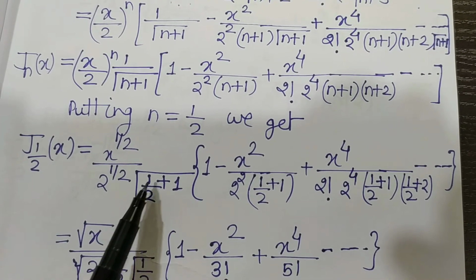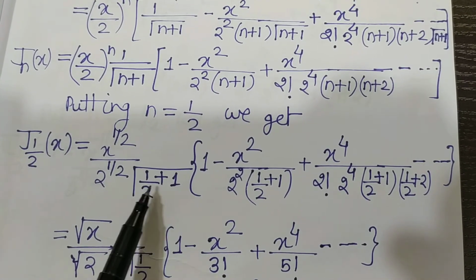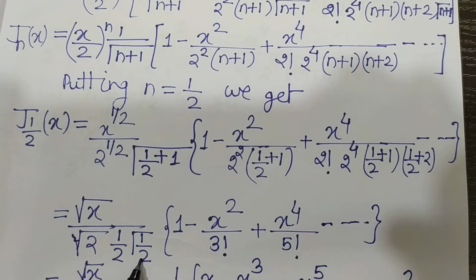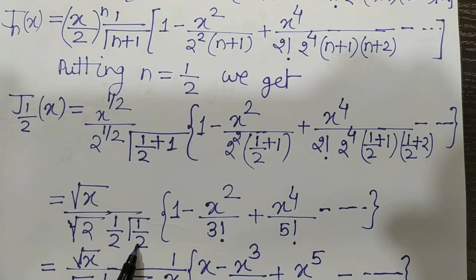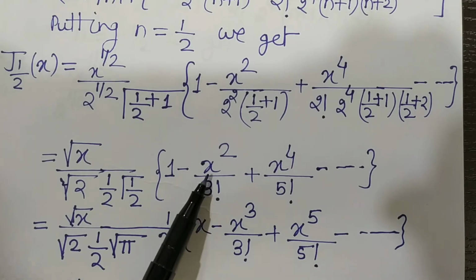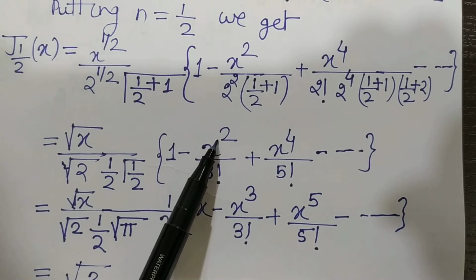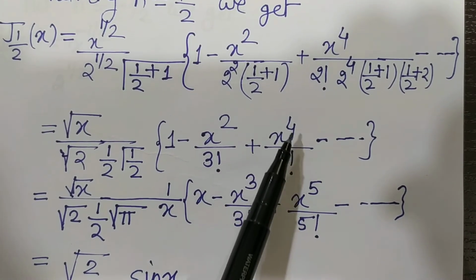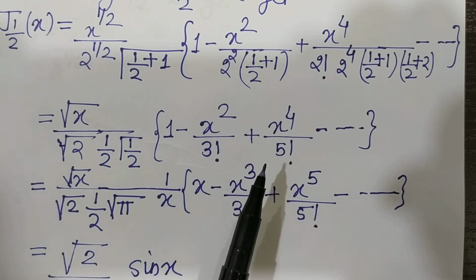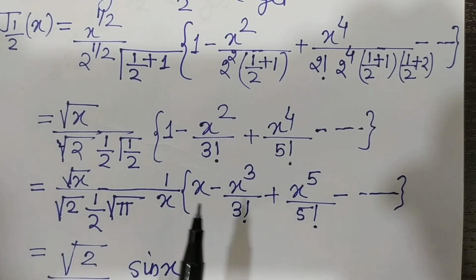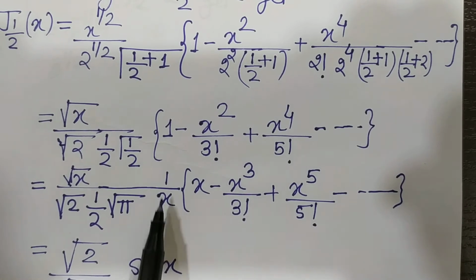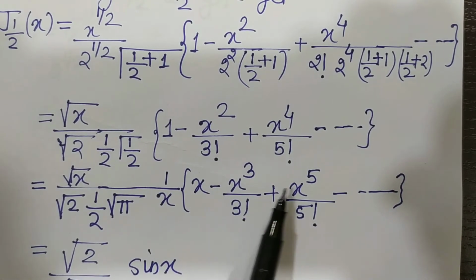Now, we have gamma of half plus 1, that is 3 by 2. Gamma of 3 by 2 is half gamma of half, again by property of gamma function. Simplifying the remaining terms, what we observe here, we have 1 minus x square by 3 factorial plus x to the power 4 by 5 factorial, whereas we want a sine series in the required result. So let us multiply by x the entire term as well as divide, so 1 by x, multiplying each term by x.